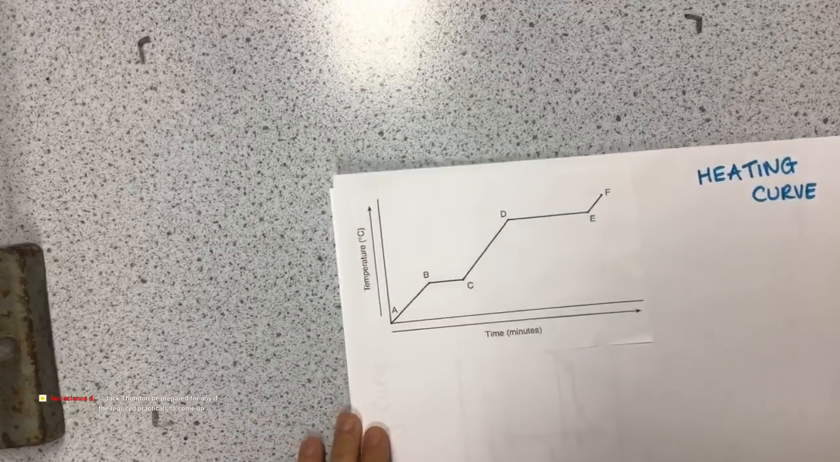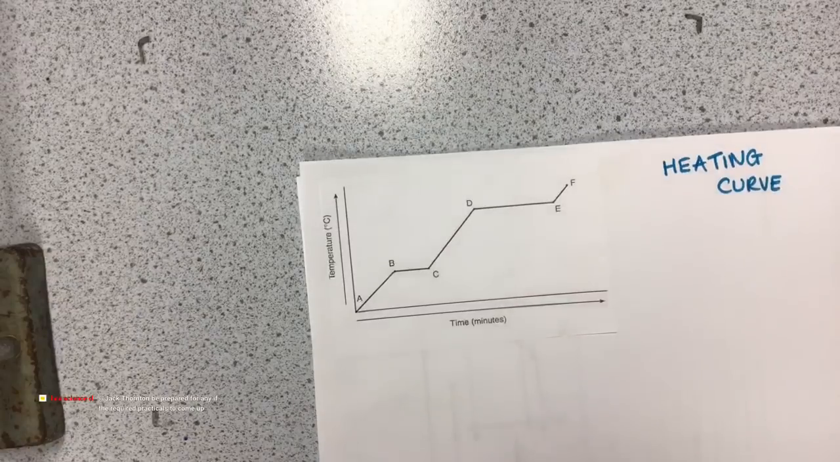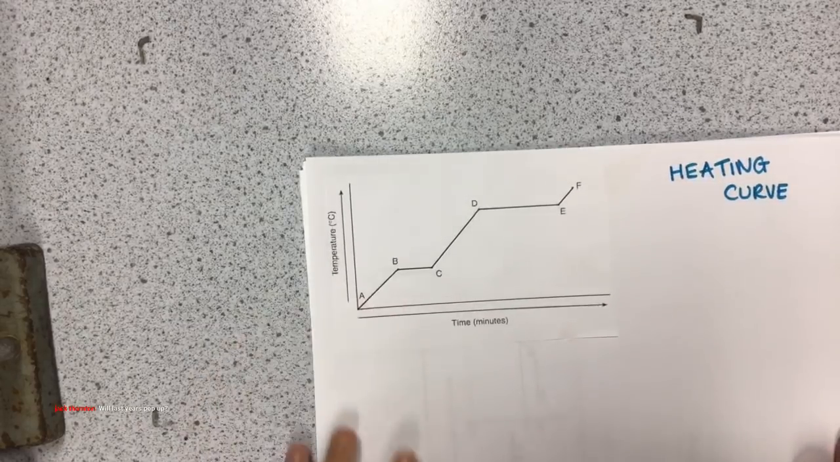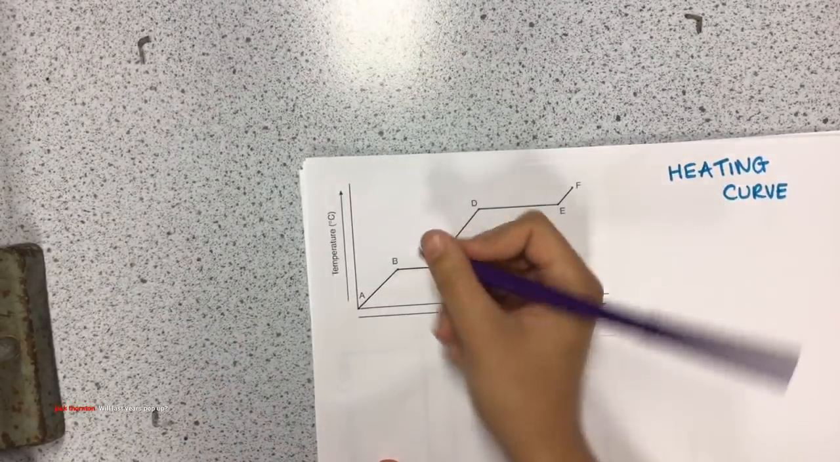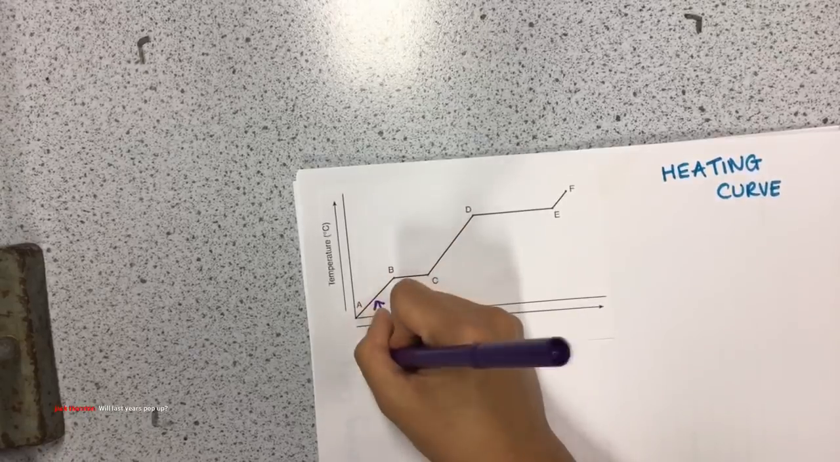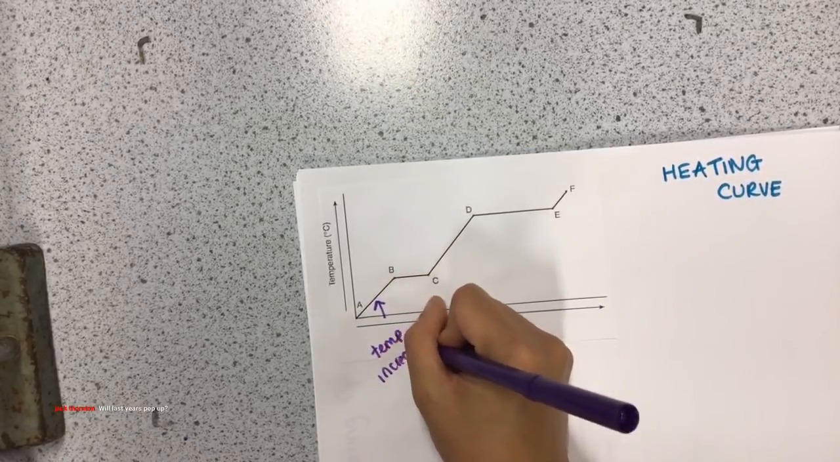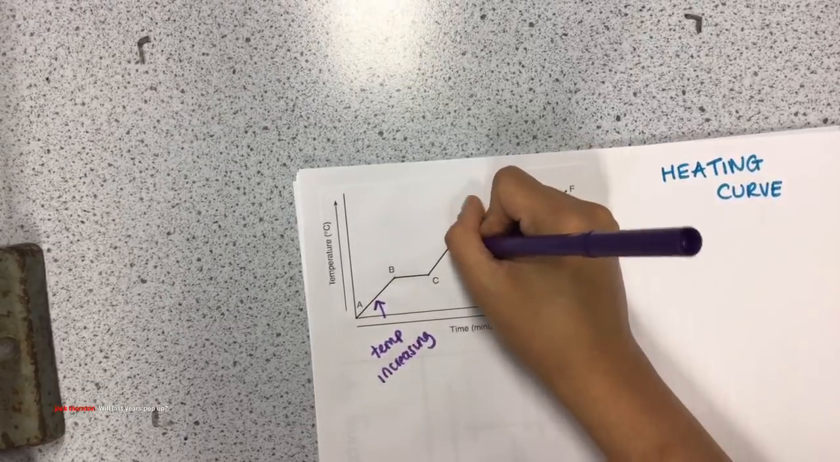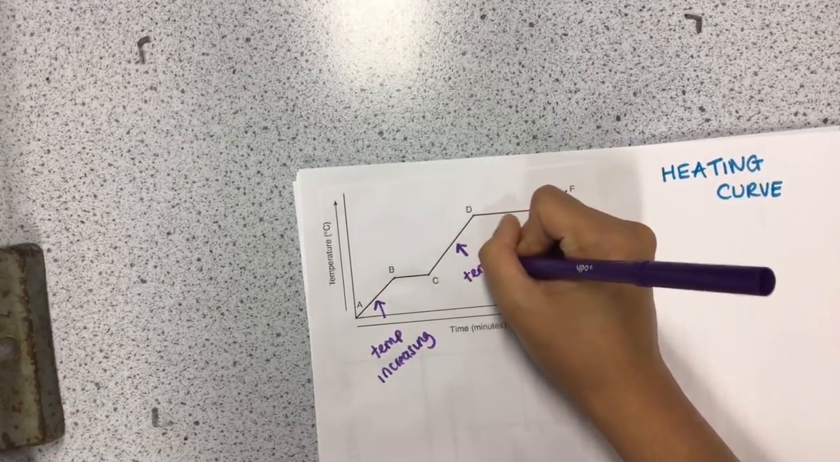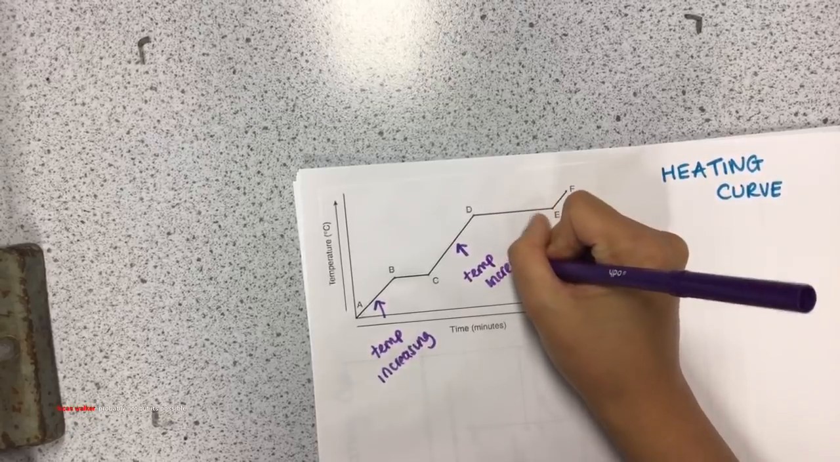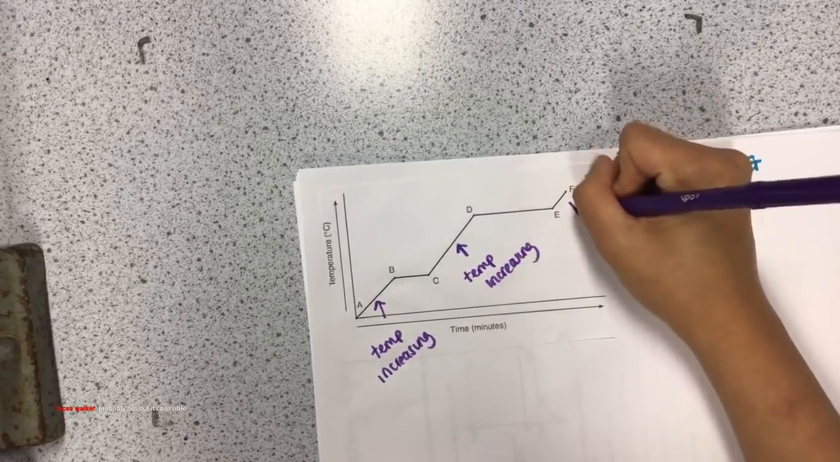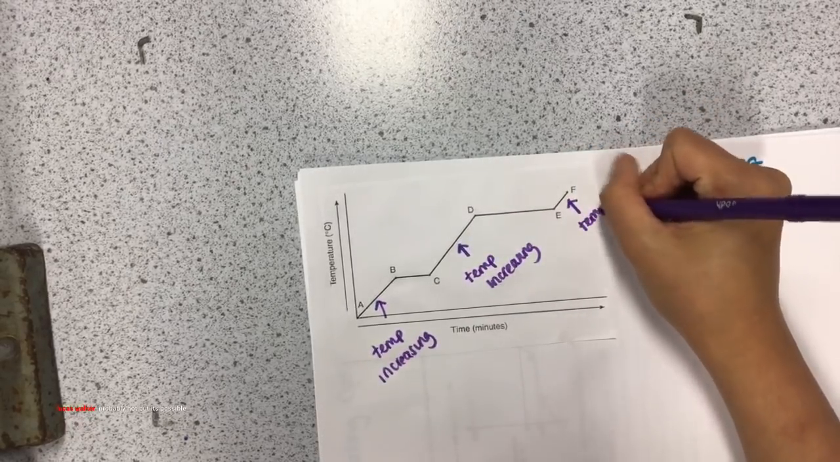Then we've got the heating curve. Remember it can be the heating or the cooling curve. I'm going to look at the heating curve, and then obviously it can be the other way round. So when the line is going up, here the temperature is increasing. You can also see here it's going up, so the temperature is also increasing, and we've got the temperature increasing here.